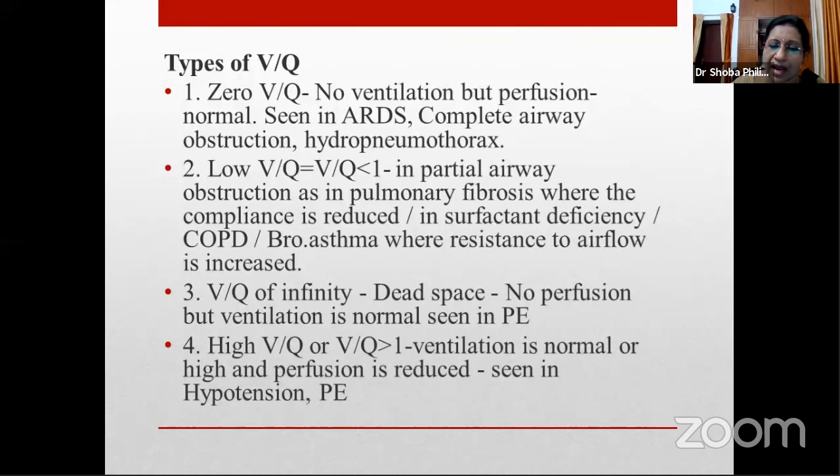The last is high V/Q, that is the V/Q is more than one. This occurs when the ventilation is normal or high and perfusion is reduced. If the patient is having hypotension or reduced cardiac output, naturally the perfusion will be reduced, but ventilation may be normal. So in such a case, it is called high V/Q or V/Q more than one.